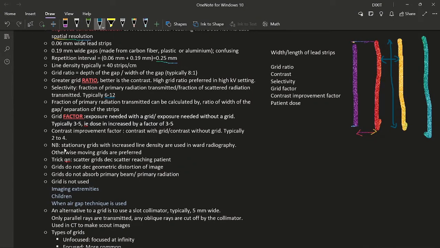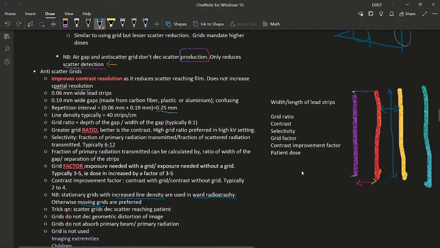Now one thing to note is that stationary grids are used in wall photography. In all other applications, you usually use moving grids. And in wall photography, because you are using stationary grids, you have to use a slightly increased line density.